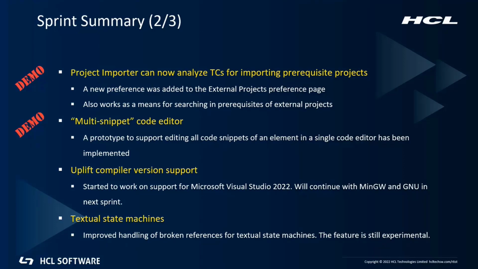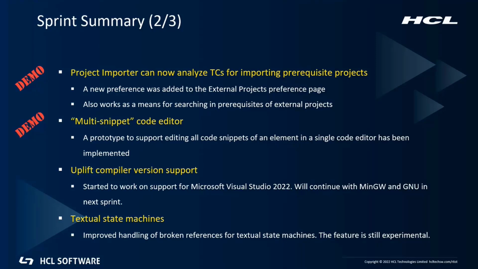At the end of the demo, we'll also show something we for now call a multi-snippet code editor. It's a prototype, so it's not something that is included in this release, but we wanted to show it to you anyway to get feedback on whether you think this feature would be useful, and if so, if we should continue the way we have done it now or maybe do some adjustments in the implementation. So the idea here is that we want to show all code snippets that belong to a certain element in a single code editor. So you don't have to open one editor for every code snippet like today.